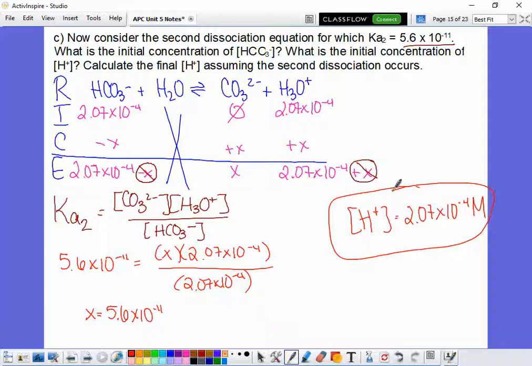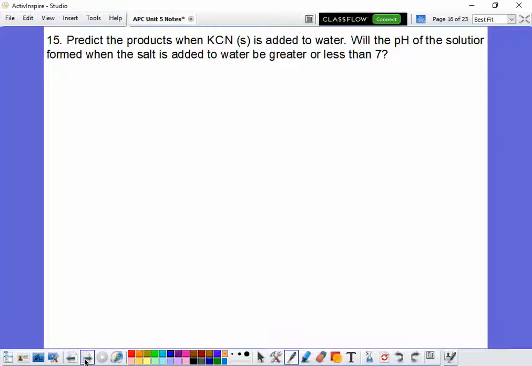Okay, now we're going to talk about salts. So page 7. All right, before we actually go through this problem, what is a salt? How would you classify a salt?